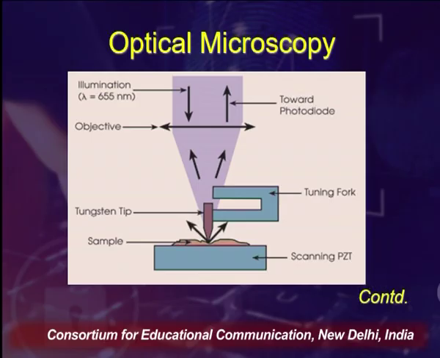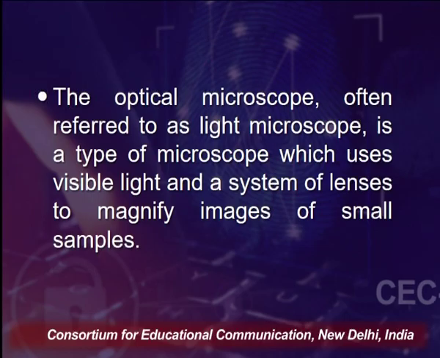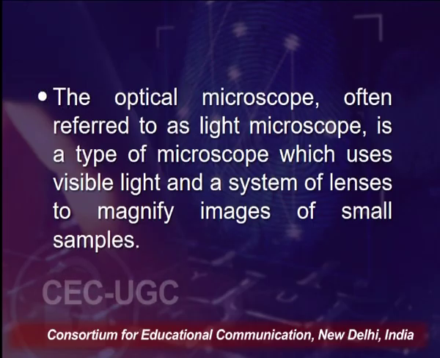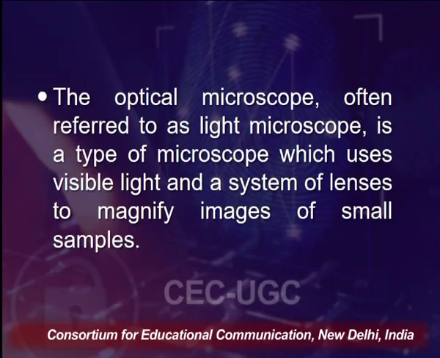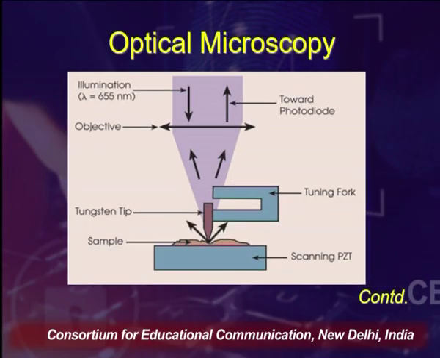So, we have to slice the sample and place the thin slice if we are using the TEM, that is the transmission electron microscope. But in cases where we are using the SEM, that is the scanning electron microscope, we can directly keep the samples in the sample holder of the microscope. Now, when we talk about microscopes, the optical microscope is often referred to as the light microscope. This is a type of microscope which uses visible light and a system of lenses to magnify images of small samples.